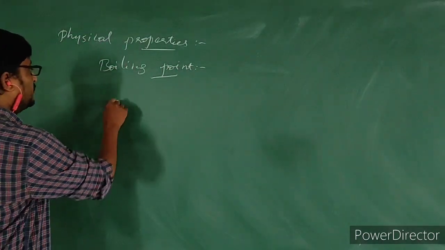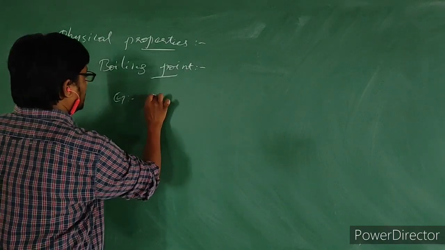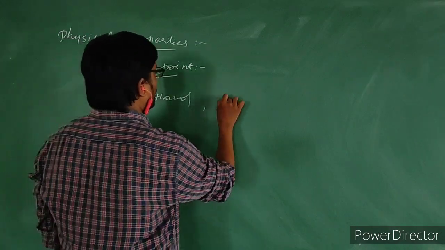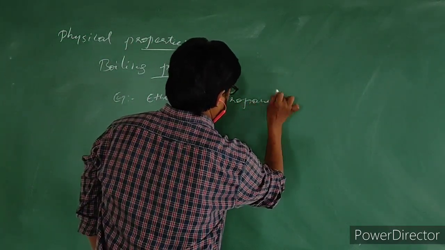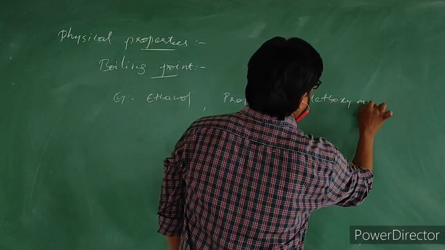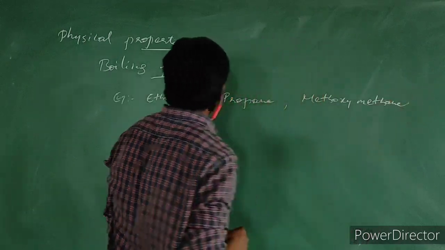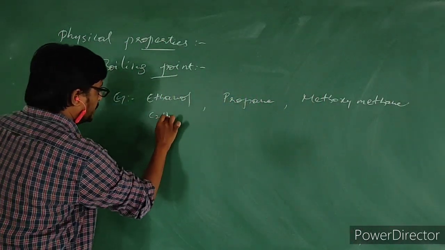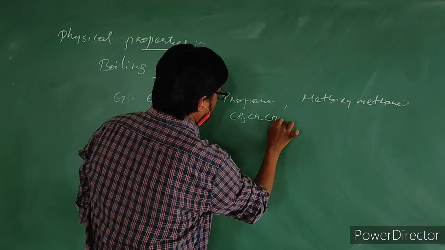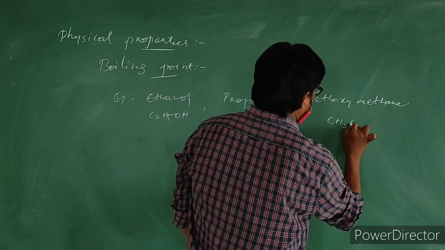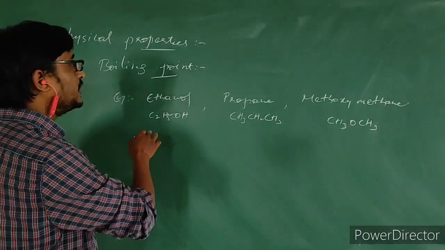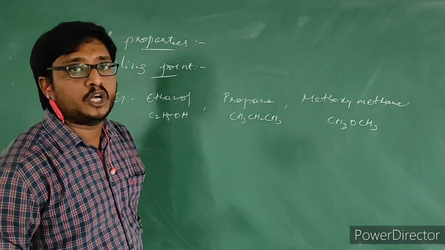For example, let us consider ethanol, propane, and methoxymethane. These three things. The formula of ethanol is C2H5OH. Propane is CH3CH2CH3. Methoxymethane is CH3OCH3. Let us compare the molecular masses. I have taken all three compounds having almost the same molecular mass.